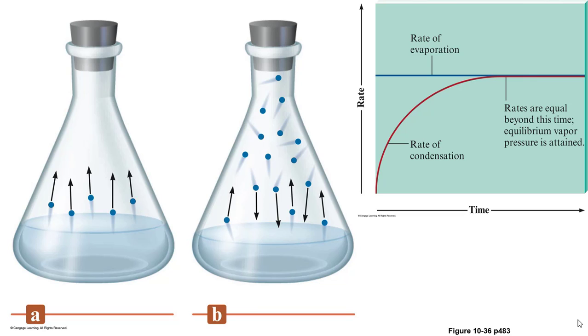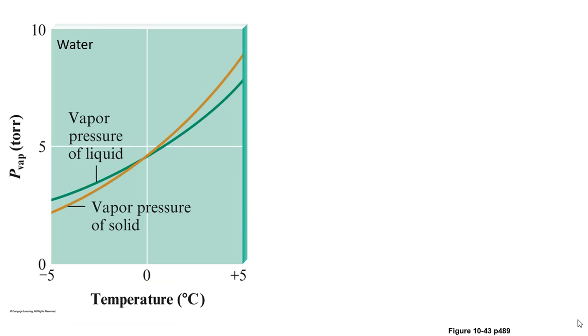Some of it's evaporating off, and if it's closed, some of it's probably recondensing. All right, there's lots going on that we just can't see with our naked eye. So then you might have a figure like this. What is going on here?